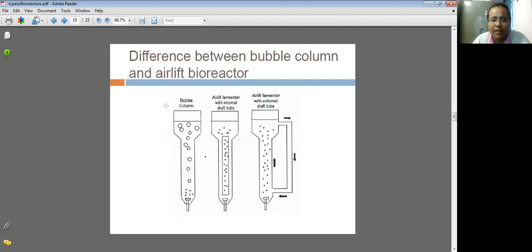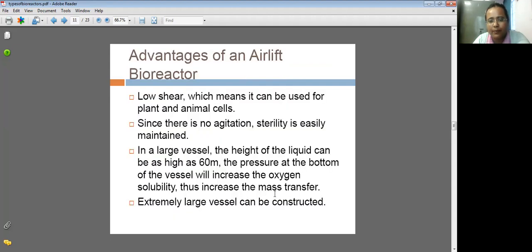And here is showing bubble columns, which are present in airlift bioreactors. And this is an airlift fermenter with internal draft tubes. Here you can see this. And this is an airlift fermenter with external draft tubes.